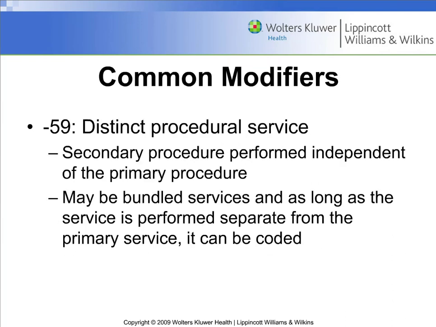Modifier 59 is distinct procedural service. Secondary procedure performed independent of the primary procedure. So appending 59 is telling the payer this was separate and distinct from the primary procedure that's billed. Maybe bundled services, and as long as the service is performed separately from the primary service, it can be coded.